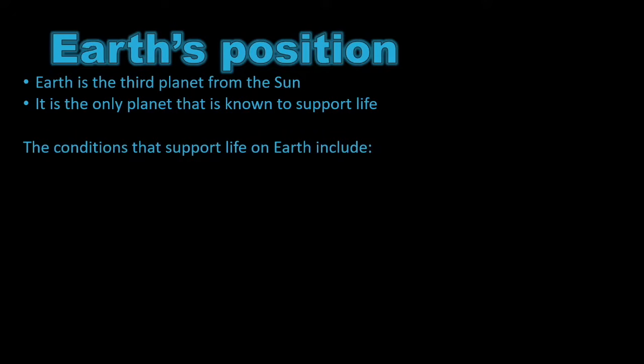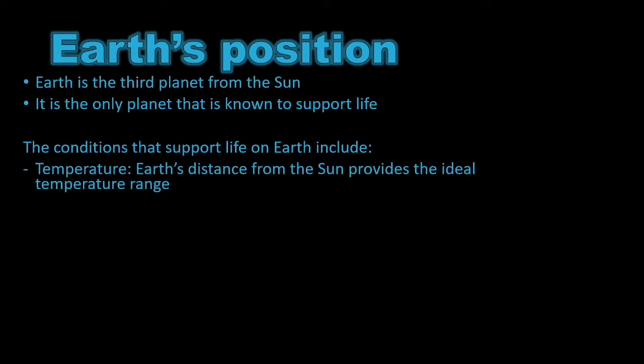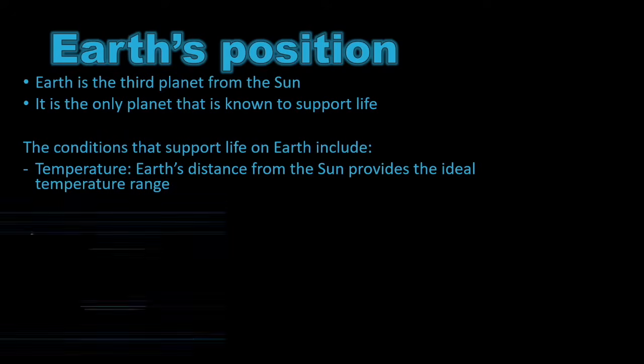So Earth's position in our solar system. Earth is the 3rd planet in the solar system. It is the only planet that we know that has the ability to support life. So here are a few conditions for how Earth has the ability to support life. Firstly, the ranging temperatures from about -4 to 25 or even 40 degrees Celsius, which is ideal for survival.